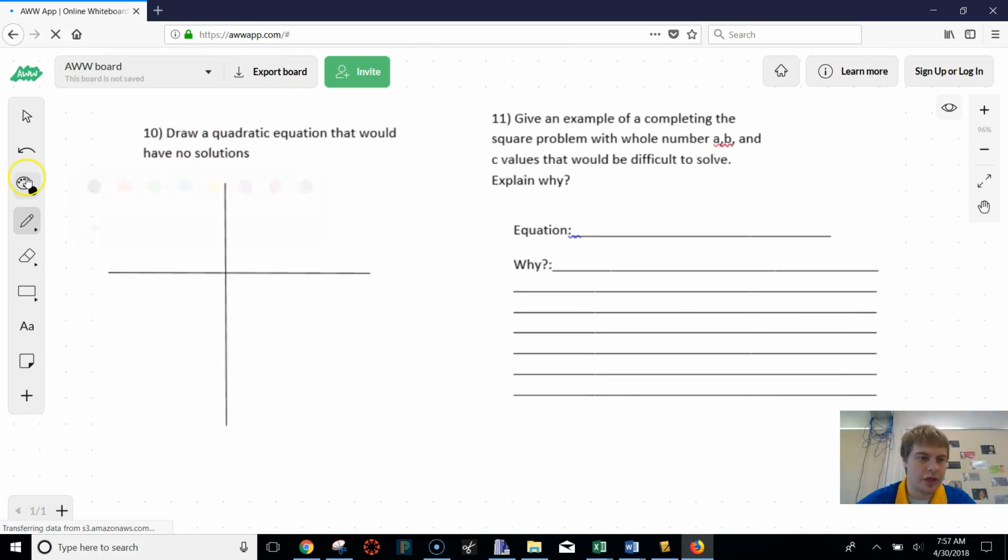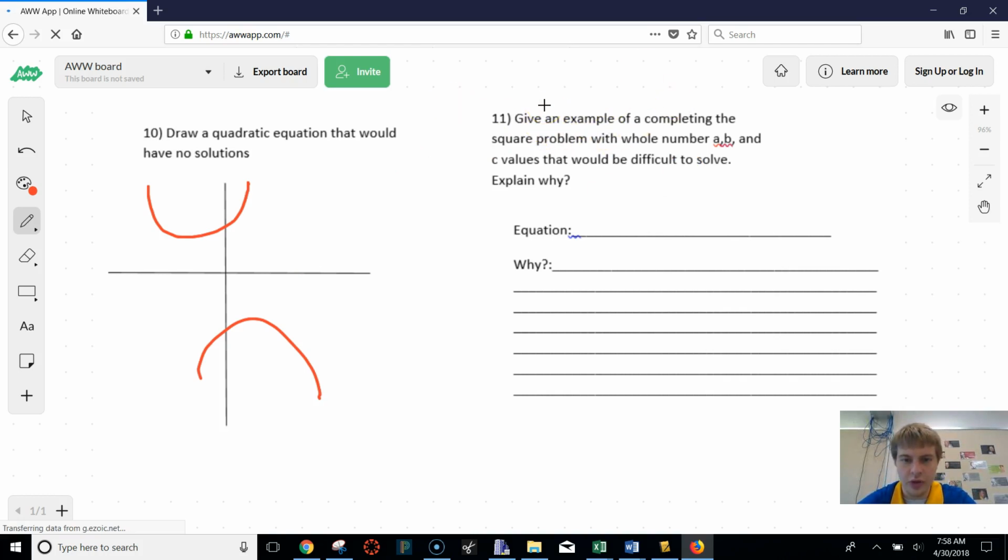So draw a quadratic equation that has no solutions. Well, that should be pretty easy because that just means it doesn't hit the x-axis. So we could draw a U-shape that's up here, or we could draw a U-shape down there. Doesn't matter. Drawing a quadratic that has no solutions should be very, very easy because you just have to make sure it doesn't hit this axis.